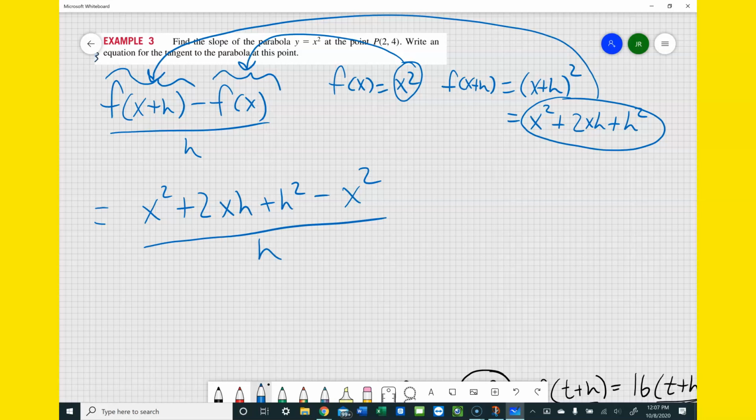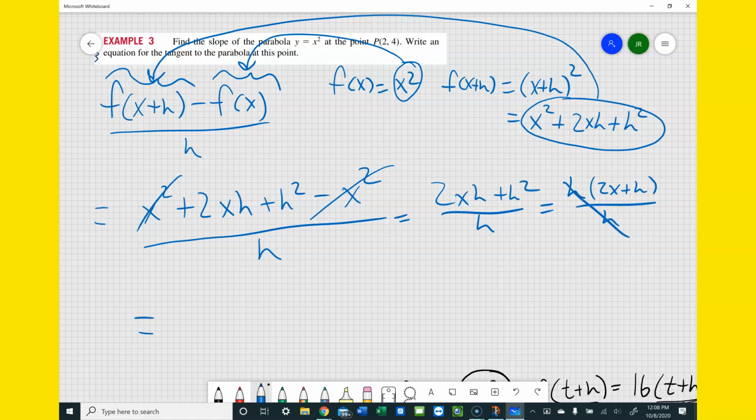What simplifies? The x squared and the negative x squared cancel out, leaving 2xh plus h squared over h. What else simplifies? We can factor an h out on top, which leaves me with 2x plus h, and the h's cancel on top and bottom. So that leaves me with 2x plus h.